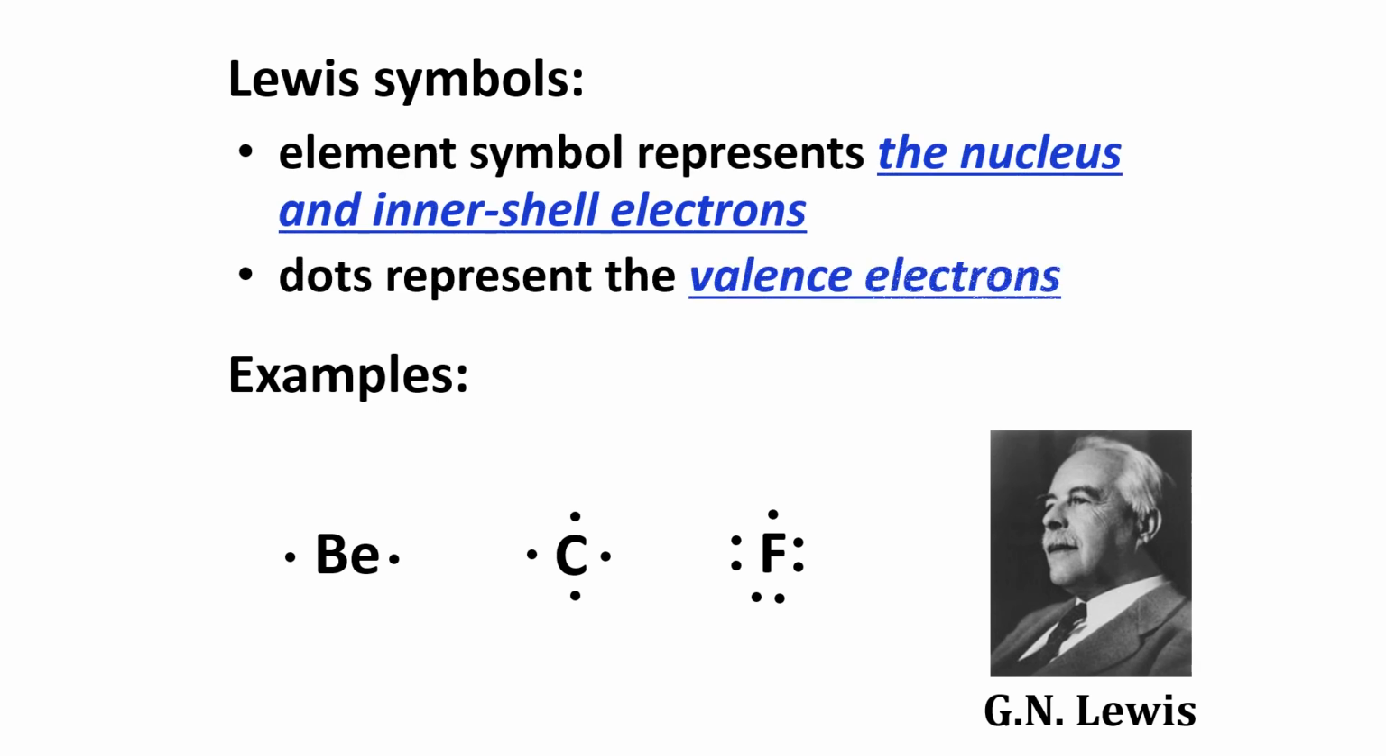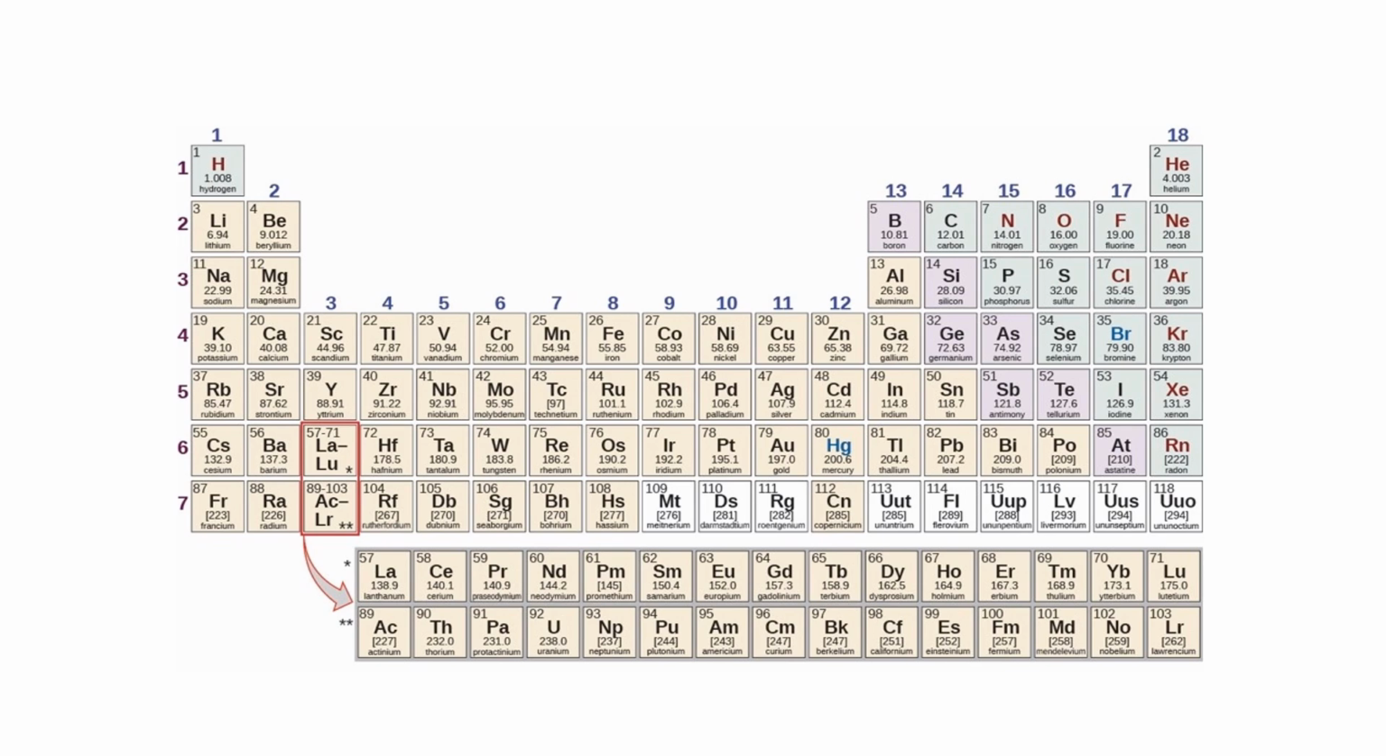The Lewis dot structure was designed by Gilbert Lewis in 1916, and the element symbols represent the nucleus and the inner shell electrons. The dots represent the valence electrons. As we remember, we can count the valence electrons based on their position in the periodic table. For example, beryllium is in the second column. Skipping over the transition metals, carbon is in the fourth, and fluorine is in the seventh column. And that's how we determine the valence electrons of these elements.